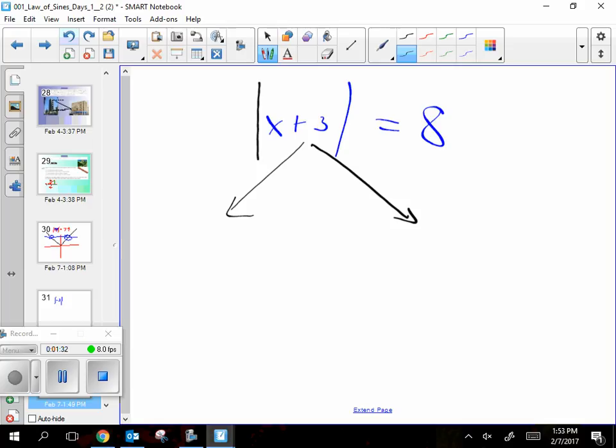Draw an arrow. Okay, now you write 2 equations. One of them is as simple as if there was no bars around it. X plus 3 equals 8. Just like there's no bars. Do that, please. Write that down.